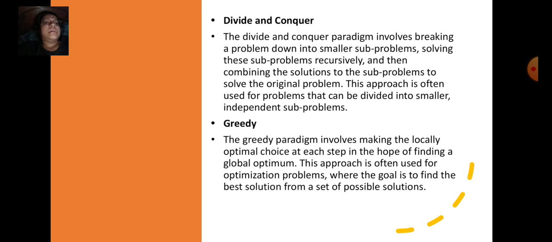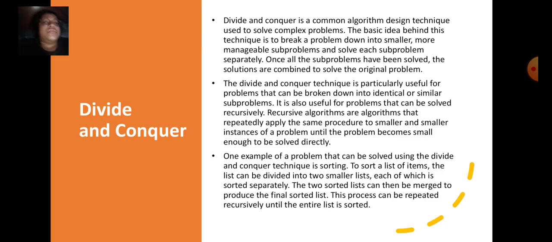Greedy. The greedy paradigm involves making the locally optimal choice at each step, in the hope of finding a global optimum. The approach is often used for optimization problems, where the goal is to find the best solution from a set of possible solutions.